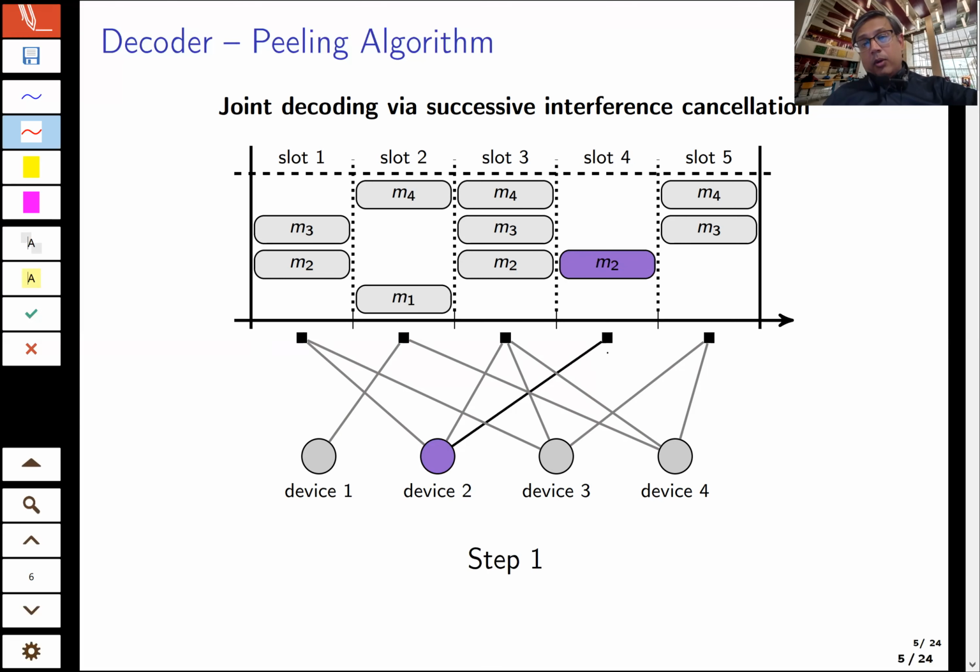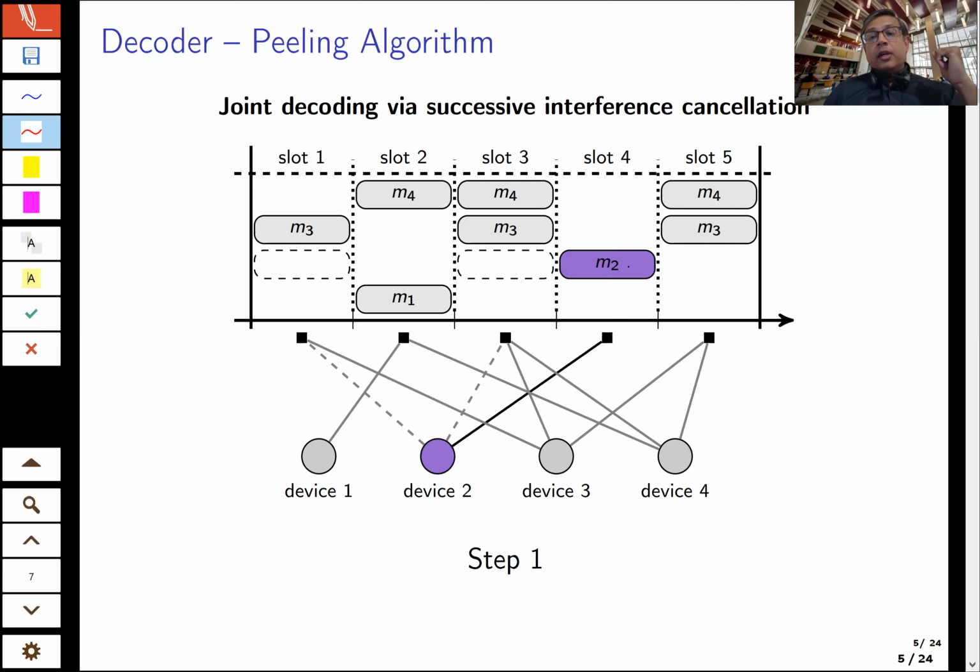We look at the slots and see if there is a slot where only one user has transmitted. In practice, you may have a code at the physical layer for each of these packets. You try to decode, and if it decodes, then you will be able to retrieve that information. In this case, in slot 4, M2 is the only user who has transmitted, so you are able to decode M2. But once you have decoded M2, you can remove the contribution of M2 from the 2 other slots where M2 transmitted, namely slot 1 and slot 3.